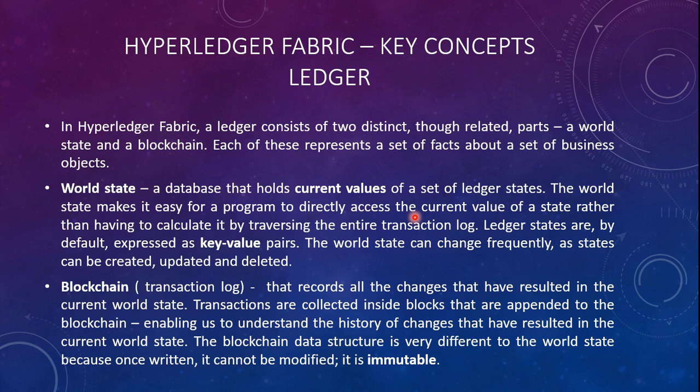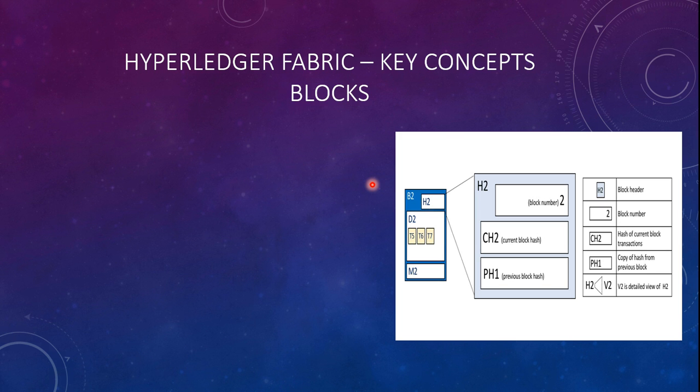So now that we have had a look at the peers and ledger, let's have a look at the blocks themselves. What do these blocks contain and how are they managed? So the structure of a block consists of three sections.